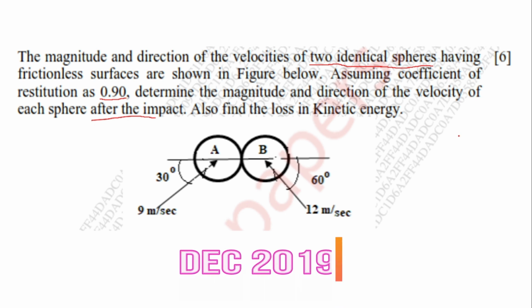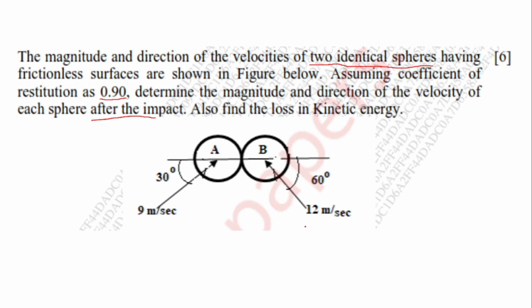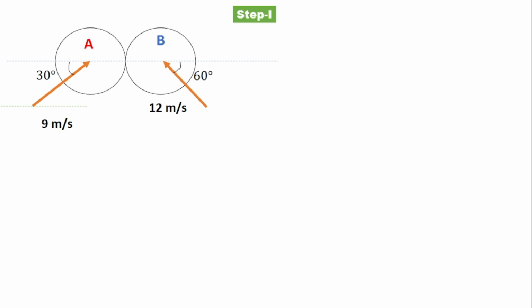This question was asked in December 2019 for 6 marks. Velocities are given with some angles, and we'll analyze this question step by step. The first step is resolving the given velocities. Mass A is present on the left side and mass B is present on the right side. This is the first velocity of magnitude 9 meter per second and its angle with the horizontal is 30 degree. Make sure that all the angles are with respect to the x-axis.